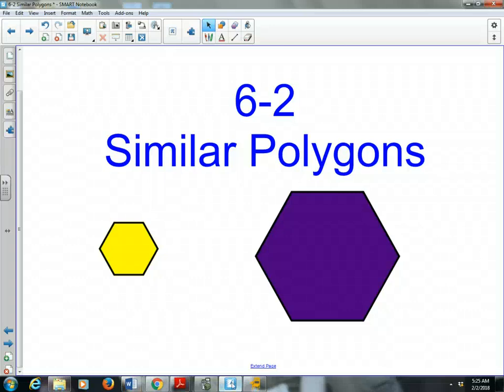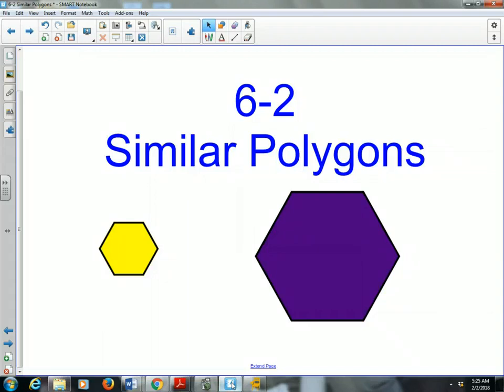Hi everyone. Today we're talking about similar polygons, chapter 6, lesson 2. We've talked a lot about congruent figures, especially congruent triangles. We proved triangles congruent through several different methods. Today we're talking about similar polygons.